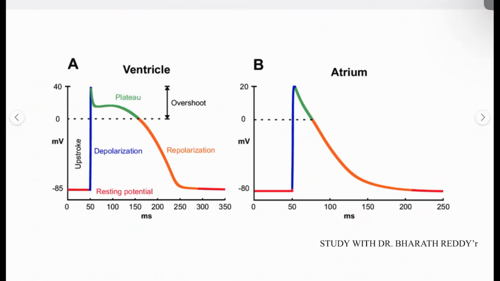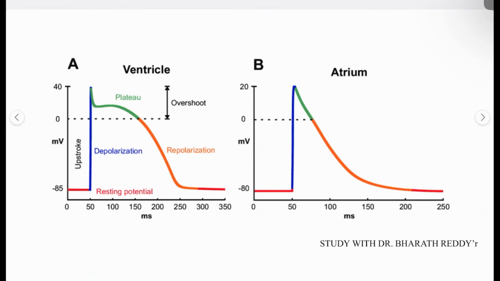So let's start with the basics of the ECG. When I say basics of the ECG, we have to know about the action potential of the atrium and the ventricle. We all know the heart is a four-chambered heart. In this, we have the two atria and the two ventricles. The ventricles have more muscular myocardial cells compared to the atria. So how is this electrical activity generated?